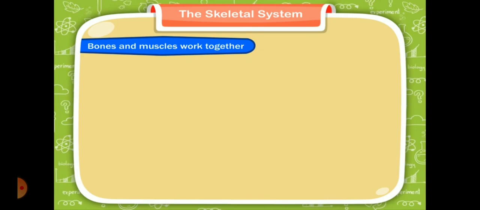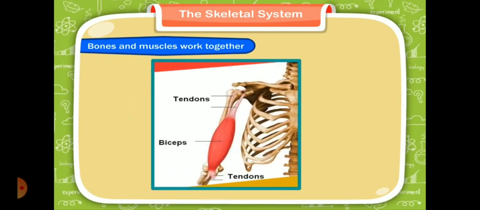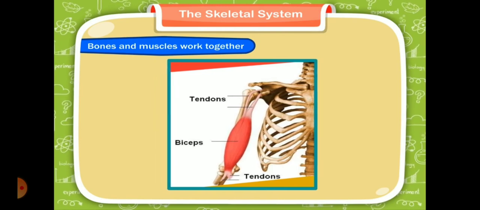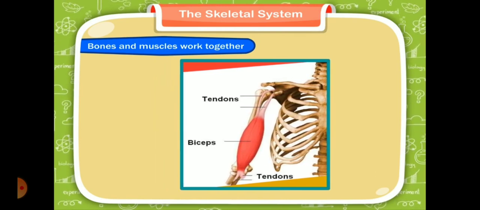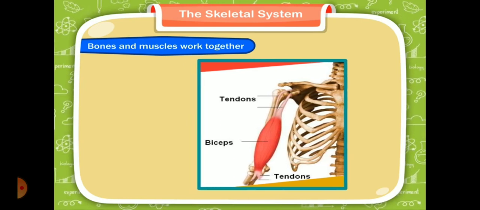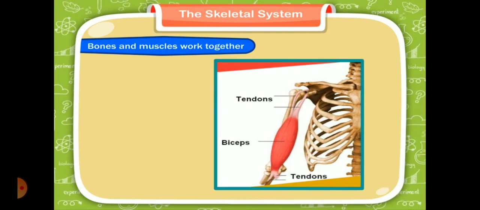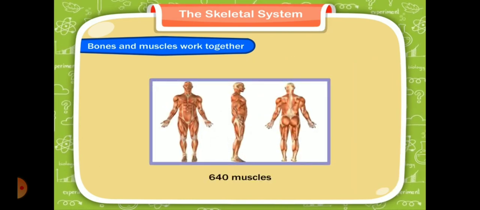Bones and muscles work together. The muscles are attached to bones by stretchy tissue called tendons. When the muscle contract, they pull on the tendons, which pull on the bones and cause our limbs to move. There are more than 640 muscles and they work together with bones.